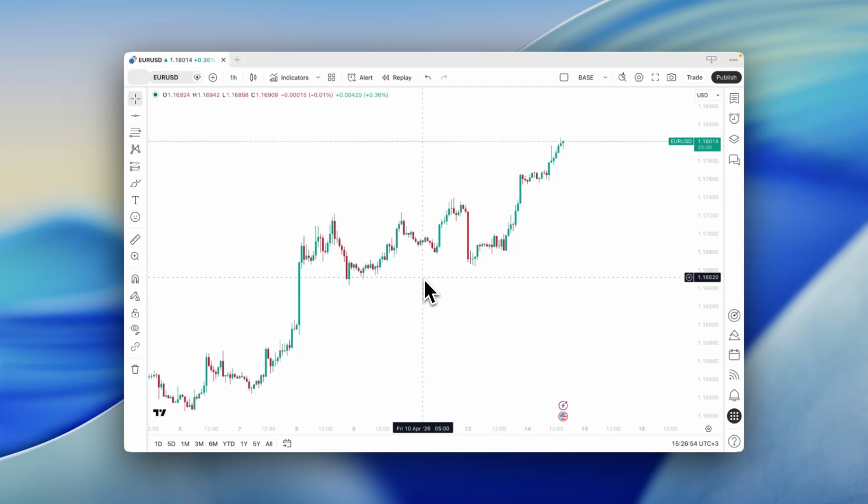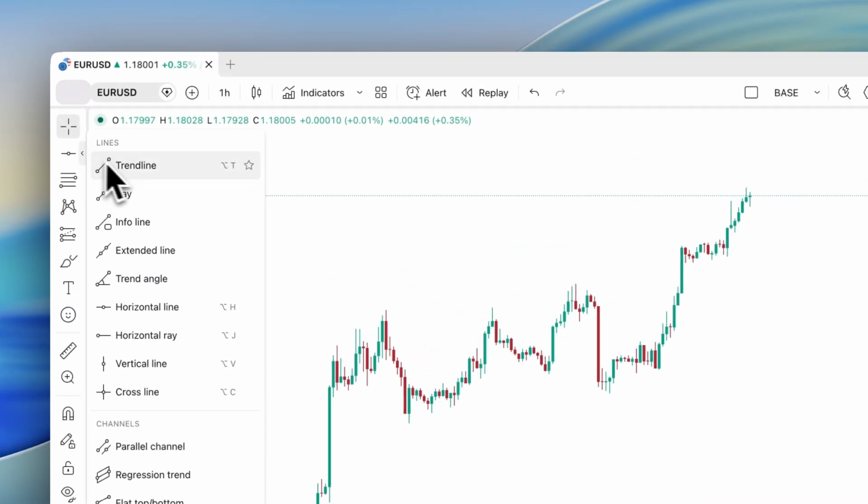Today I'm going to show you what lines are on TradingView and how you can use them. In order to see the lines on TradingView, you need to look to the left toolbar on your screen. Below the crosshair, you get the lines option. Once you click on the arrow pointing towards the right, you can see more options have appeared.